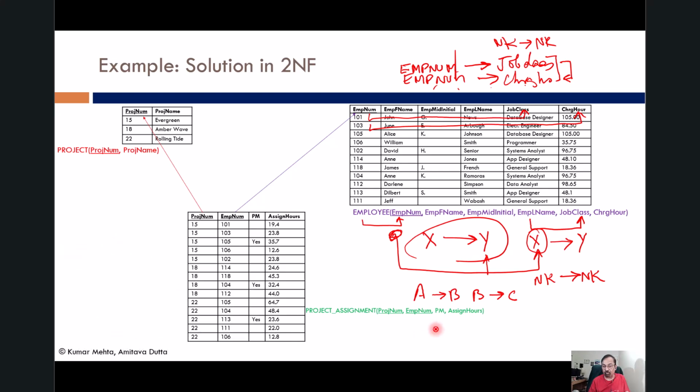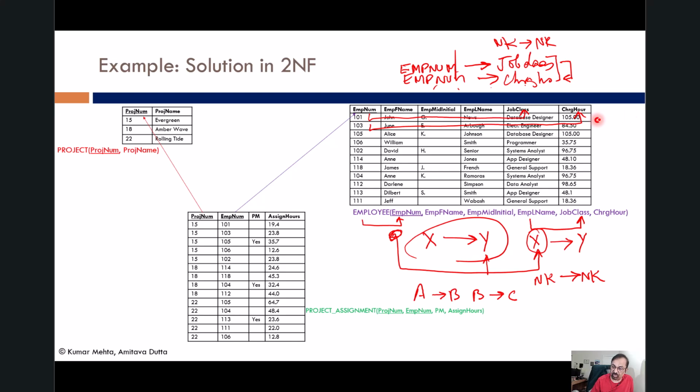So second normal form did not take care of transitive dependency. It only took care of partial dependencies. Now we are just seeing that this is a transitive dependency and it's a problem. Why it's a problem? So let's say that the design engineer, the database designer's hourly rate, let's say the company decides to bump it up to $115 an hour instead of 105. So how many places would I have to make that change?